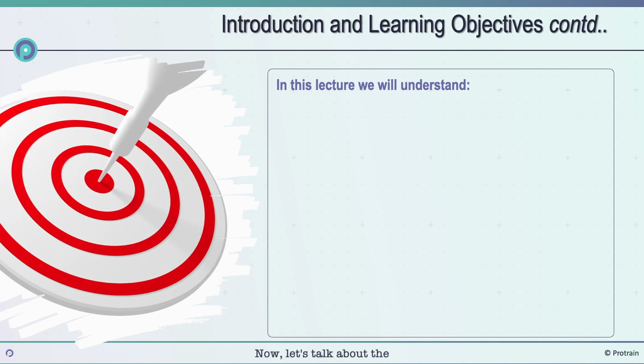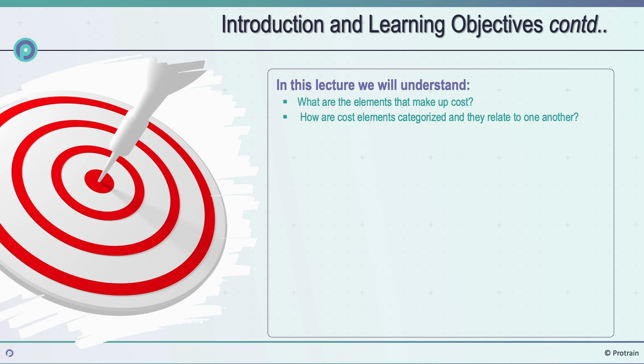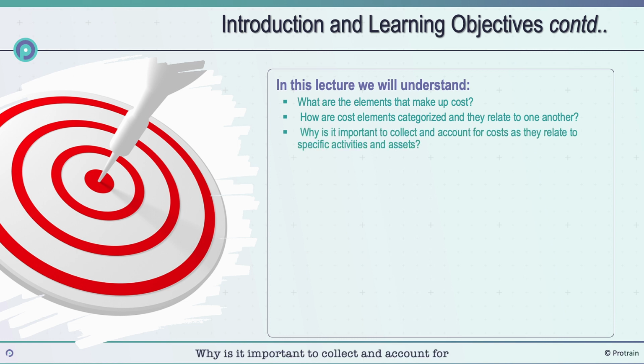Now, let's talk about the concepts we will cover in this lecture. This lecture will provide you with a basic understanding of cost fundamentals. In this lecture, we will understand what are the elements that make up cost, how are these cost elements categorized, and how do they relate to one another? Why is it important to collect and account for costs as they relate to specific activities and assets? And finally, how do we apply these cost elements and categories to the insight for managing activities and assets?